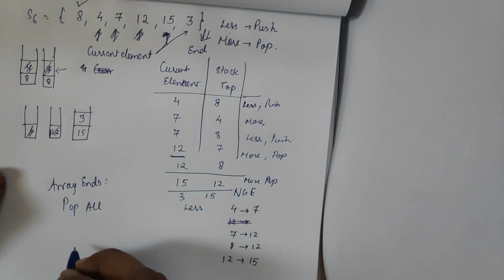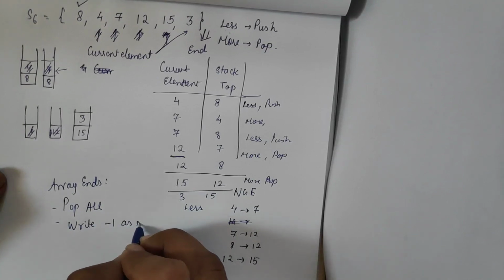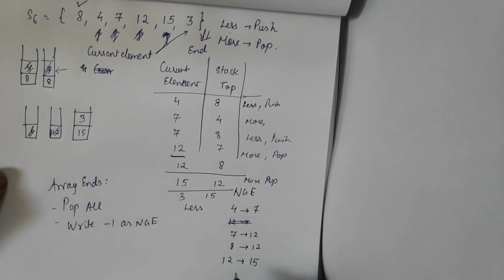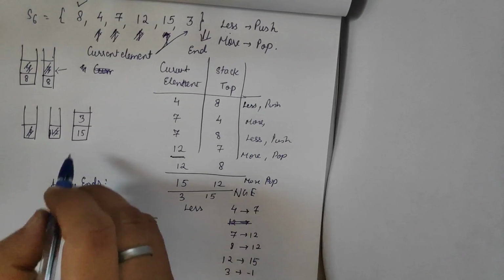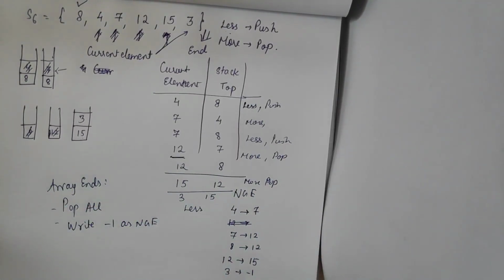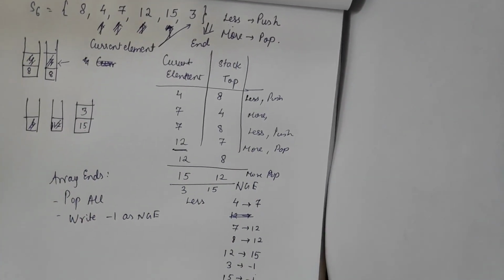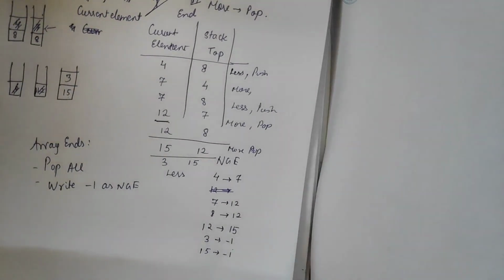So you pop all and write -1 as the next greater element. So we pop 3, which is the last, and write the next greater as -1. Then we pop 15. The next greater is -1. Right? So that is how you take out the next greater element using the stack approach.